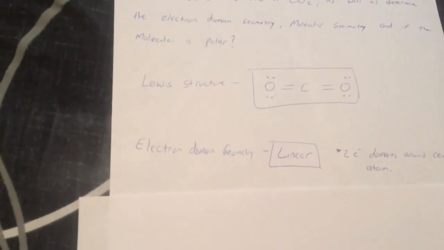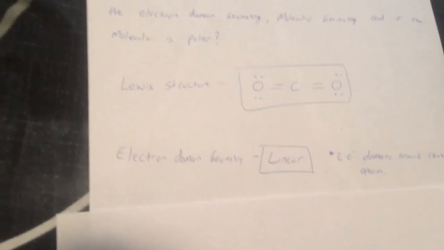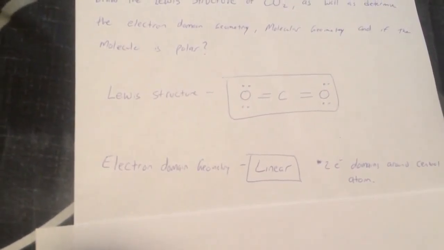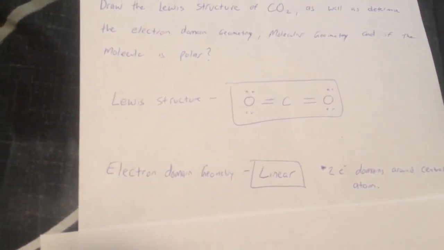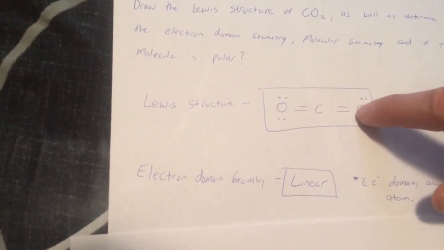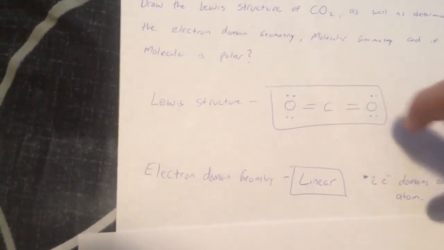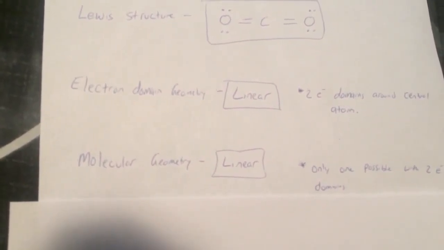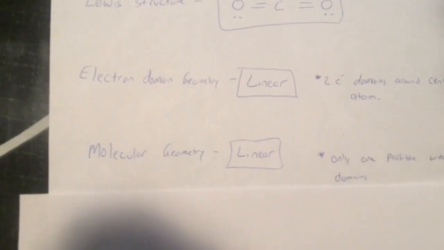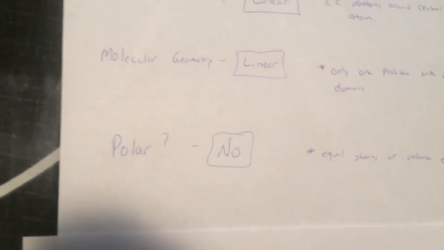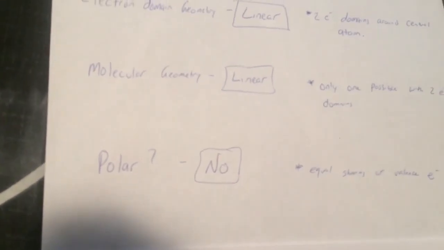The electron domain geometry is linear, as you can tell. It's linear because it has 2 electron domains around the central atom, and even though these are double bonds, the double bonds count as 1 domain each. So next is the molecular geometry. It is also linear because it's the only one that is possible with 2 electron domains, and it is not polar because it shares an equal amount of valence electrons.